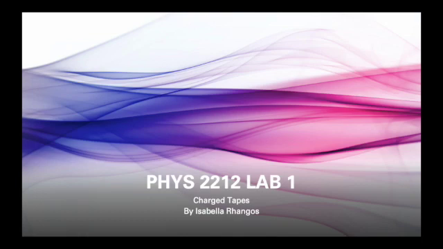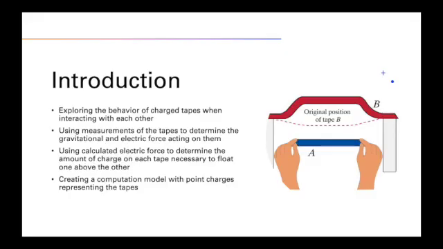This is Lab 1, exploring the interaction between charged tapes. By creating two charged tapes, one secured on each end and one being moved by my hands, I was able to observe their interactions. I then measured the distance at which they began to interact and repel from each other, and used this value to calculate the charge necessary on each tape to make one tape float above the other.